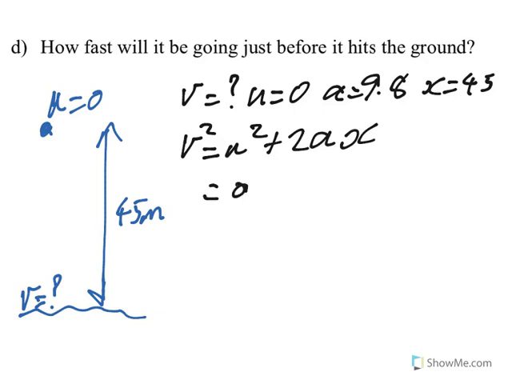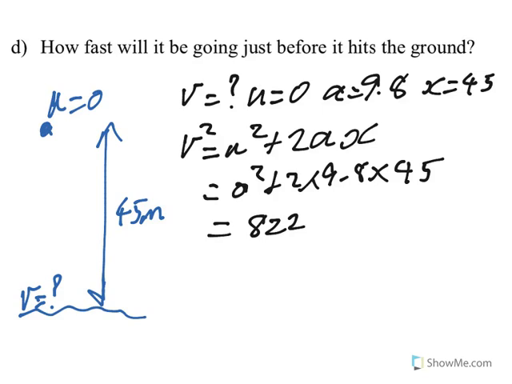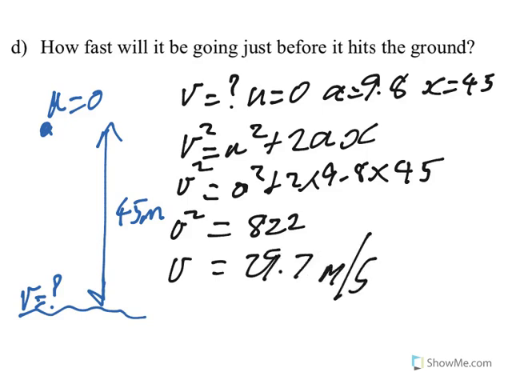So v squared is 0 squared plus 2 times 9.8 times 45. When we stick that in our calculator, we get 822. And so to get v, because that's v squared, remember, we need to square root that, and we get 29.7 metres per second. All right.